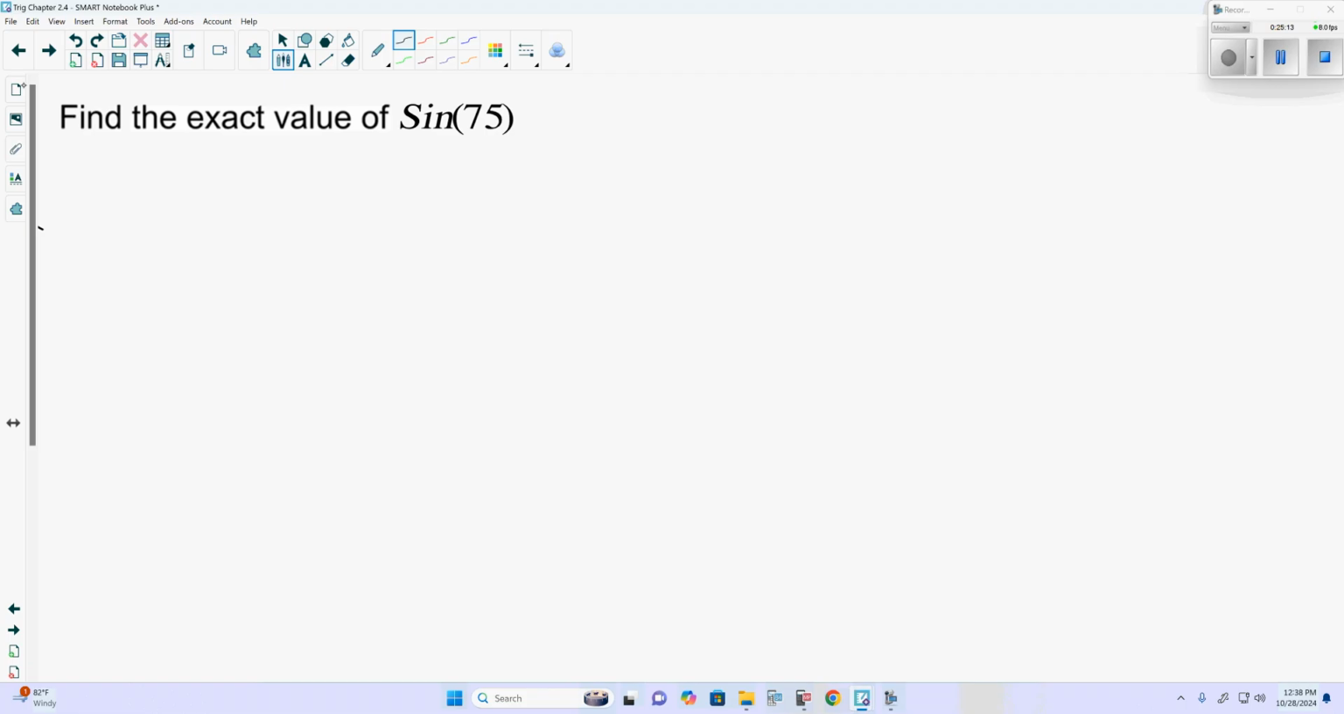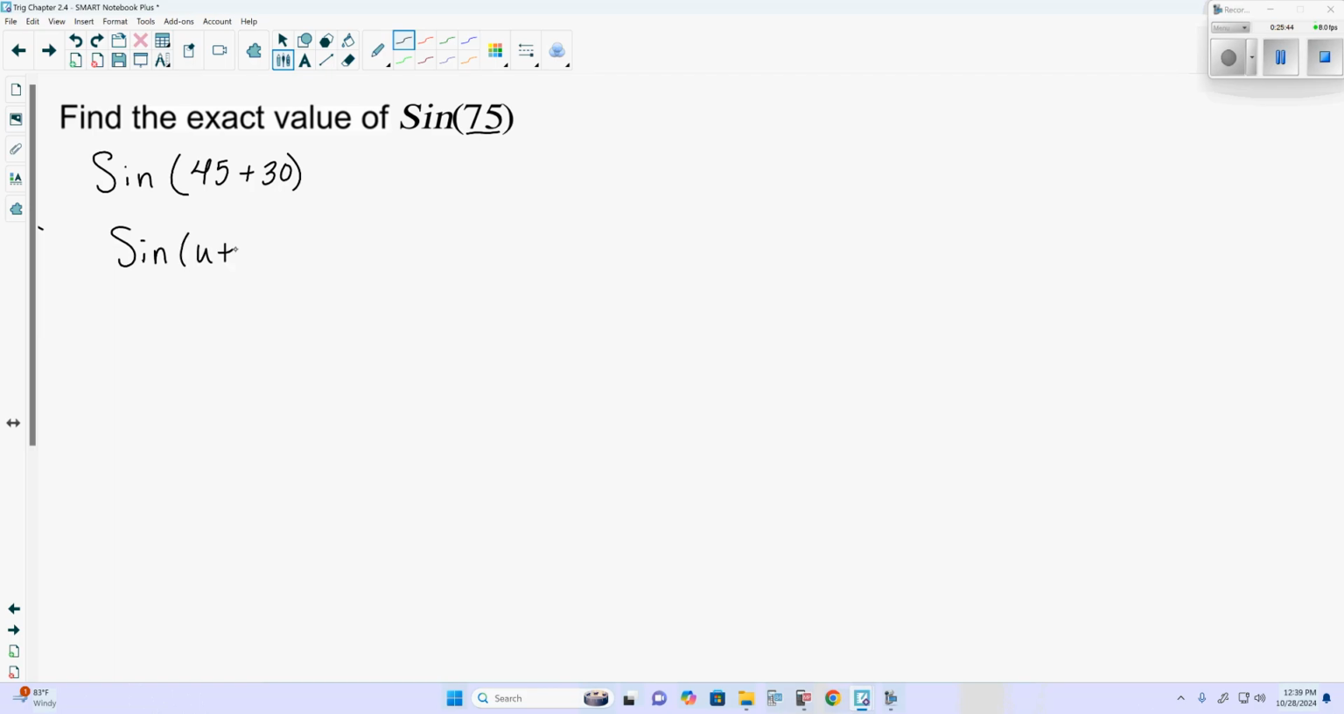Find the exact value of sine of 75 degrees. Again, the calculator can do this. If we're using the unit circle, we're trying to find two angles that add together to be 75 or subtract from each other to be 75. So two of the angles we can use are 45 and 30, because 45 plus 30 will give us 75.